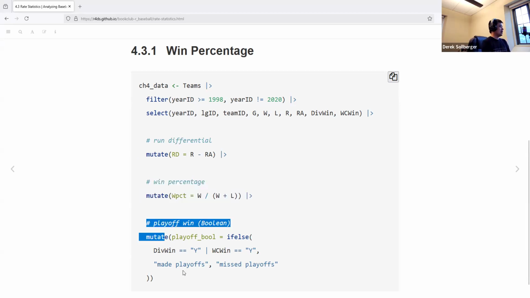Out of curiosity, I also wanted to keep track of which teams made the playoffs, but this being in the so-called wild card era, you have to keep track of both division winners and wild card winners, which is available in the Lahman data set.